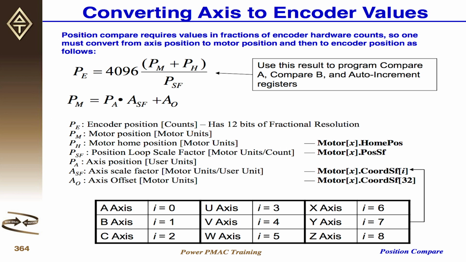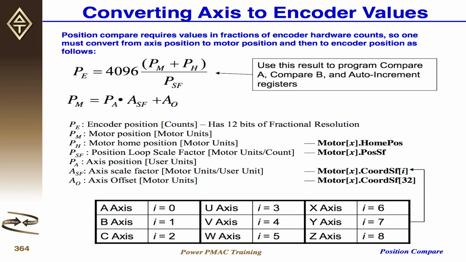Those you can pretty much look up from a table. Your axis offset will be motor.coord SF32. That will automatically look at the coordinate system in which that motor is assigned. And every index in the brackets there, that 32, corresponds to a different axis, 0 through 31. We have the table of the first 9 of them down here. If that motor controls your A axis, you're going to look at 0. If it controls your B axis, you're going to look at 1, etc., up through 31, because there are 32 possible axes.